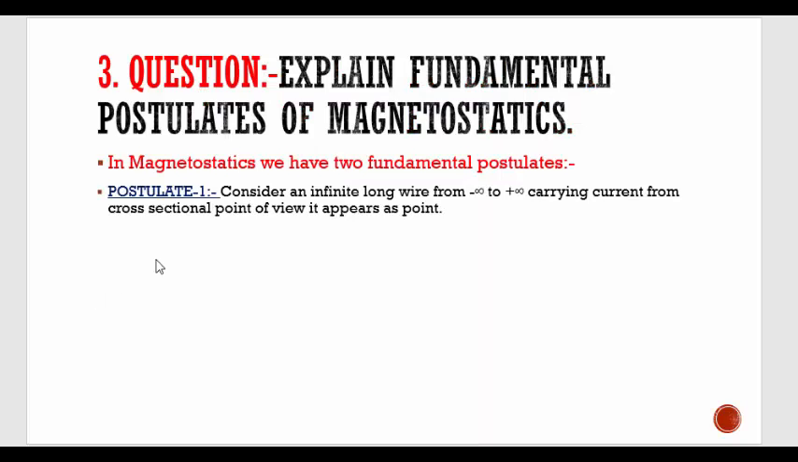Now the next question is: explain the fundamental postulates of magnetostatics. Magnetostatics is based upon two postulates. For that we have to consider an infinitely long wire from minus infinity to positive infinity carrying current, viewed from the cross-section. When we take any object from the cross-sectional view, it appears to us as a point.